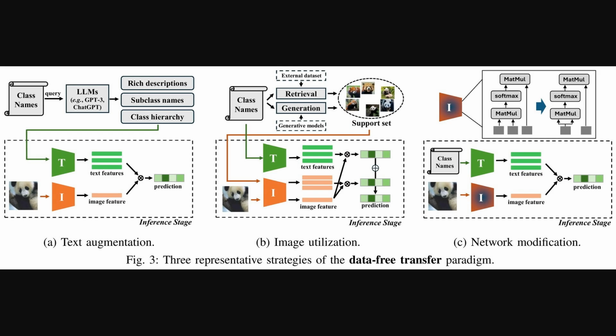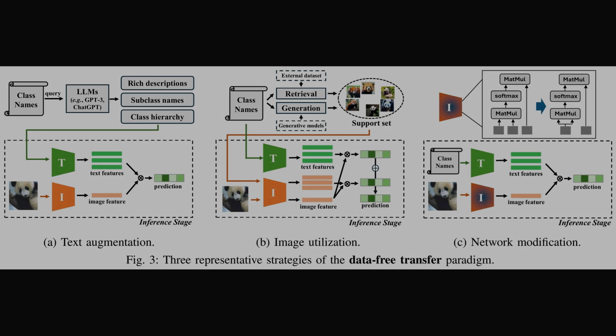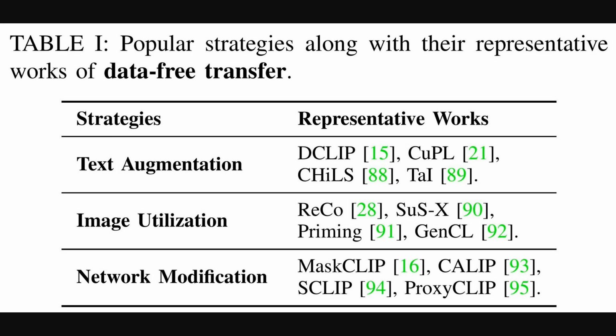So let's zoom in on that first paradigm, data-free transfer, which is where the model adapts using only text. This figure shows 3 key strategies for doing that. First, with text augmentation, a large language model expands simple class names into richer descriptions to give the text encoder more to work with. Then there's image utilization, which uses those class names to find or generate a few relevant images from external sources. And finally, network modification involves directly changing the model's internal architecture to better suit the new task.